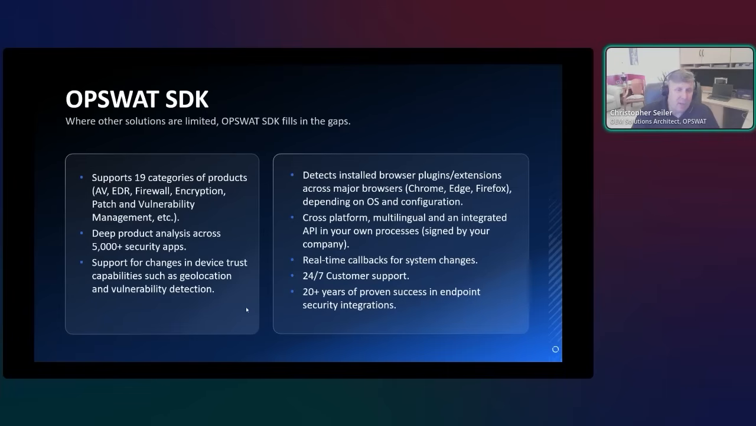And then finally, OPSWAT. We support over 19 different categories to easily query them. So you can query AV vendors, firewall vendors, encryption, etc. As stated before, just around 5,000 security applications. And we have support for all sorts of other device trust capabilities, such as geolocation or vulnerability detection. We can detect browser plugins. It works cross-platform. We have real-time callbacks.